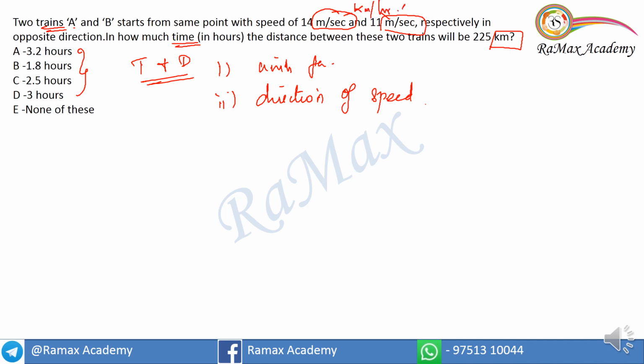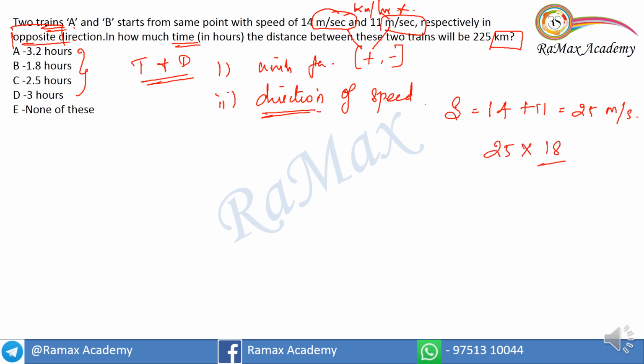Before converting the unit, we need to know whether we need to add or subtract these two speeds. For that, we have to know the direction. The direction is given as opposite. So when it is opposite, we need to add the two different speeds. 14 plus 11, which is 25 meter per second. Now we need to convert the unit. 25 into 18 by 5, which is 90 km per hour.